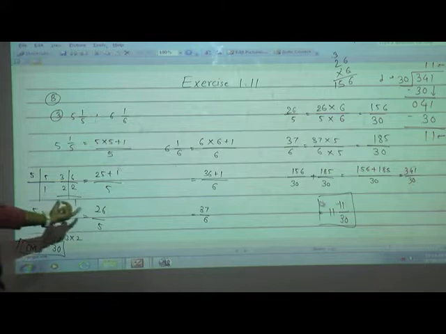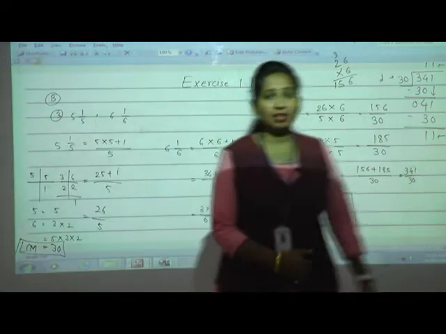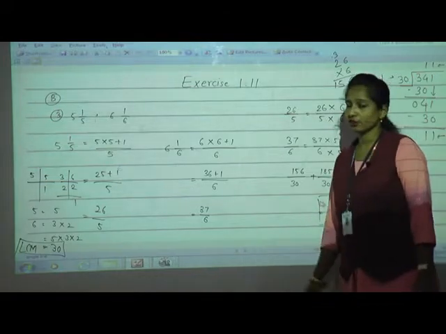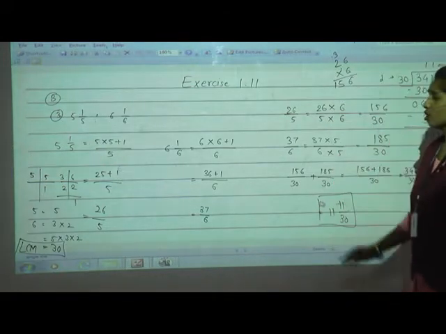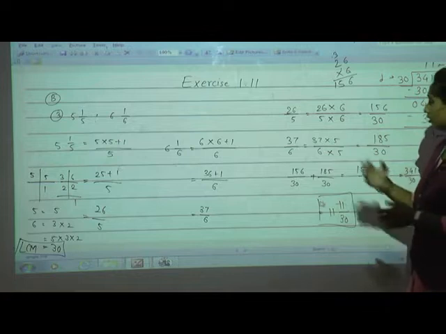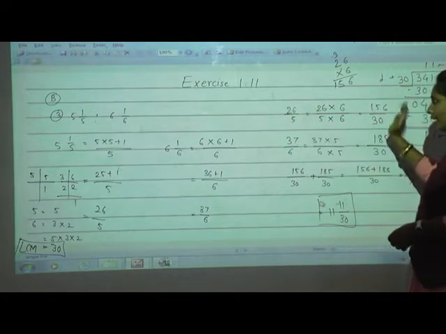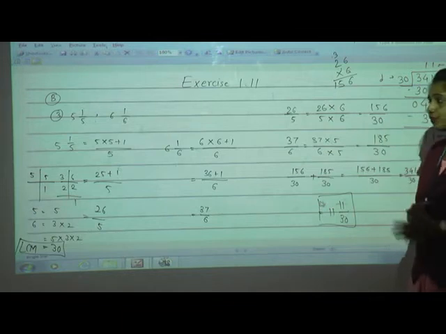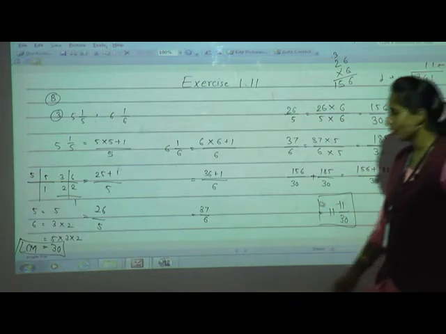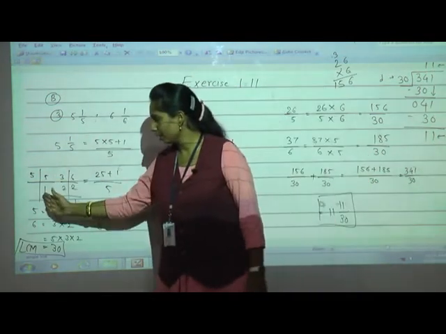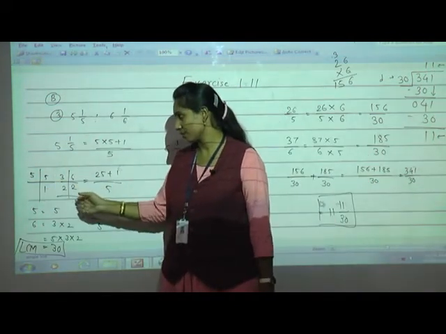Now we got two fractions, but they are improper. They are unlike fractions, they are not like fractions, so we cannot do addition immediately. So first we have to convert those fractions into like fractions. For that, we have to find out the LCM of both the numbers 5 and 6. See, here I have done multiples of 5, multiples of 6.